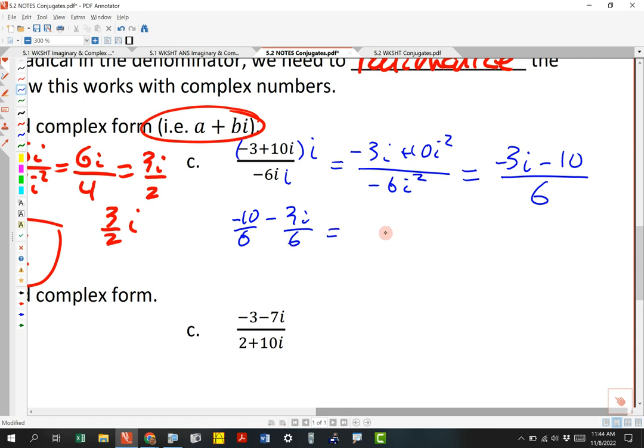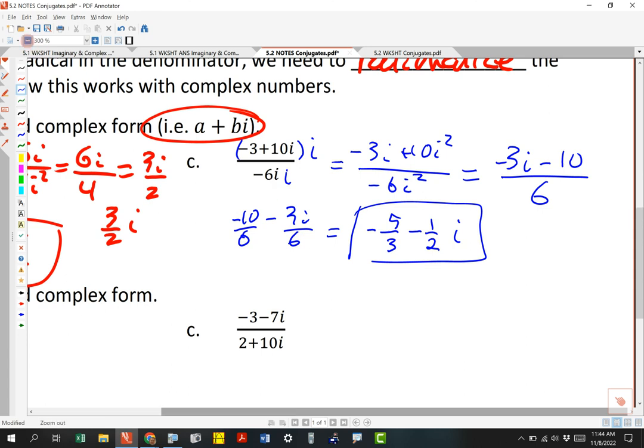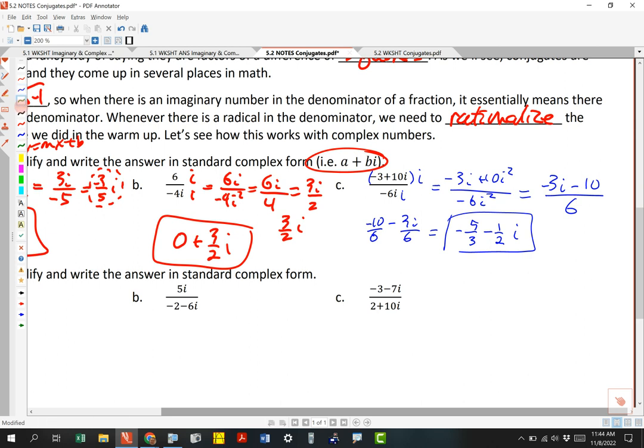So if I keep going with this, I get a negative 5/3 minus 1/2 i, and there's the real part and there's the imaginary part. So not hard, maybe just kind of a pain. Okay, everybody good with that? Okay, that's some arithmetic where we're rationalizing the denominator when it's just got an i in the denominator. These other problems are going to be slightly different.